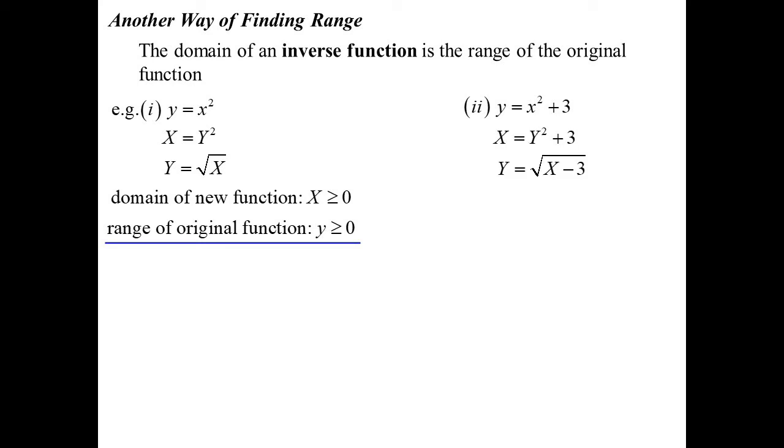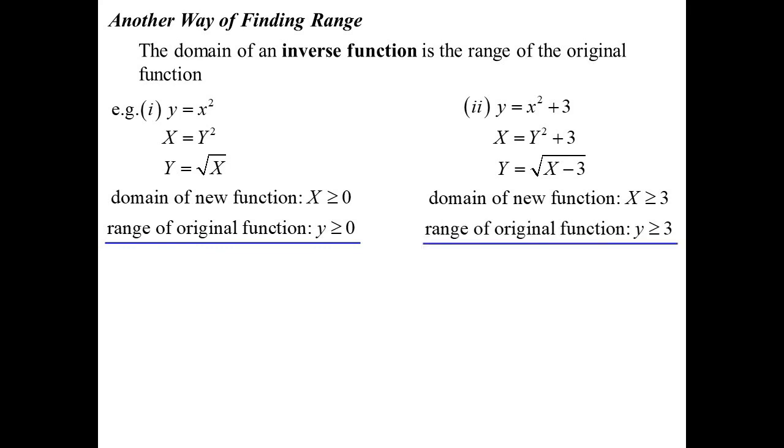X squared plus 3. Again, swap the x and y's around, but I'll make them capital so I don't get confused. We got y equals the square root of x minus 3. So the domain of the new function is x is greater than or equal to 3. Therefore, the range of the original function must have been y is greater than or equal to 3.